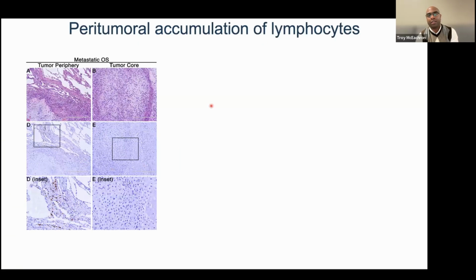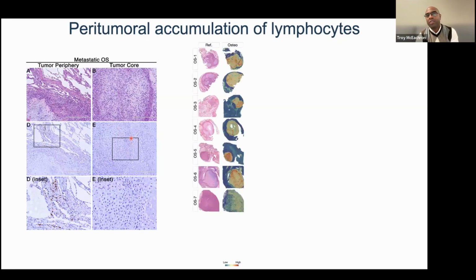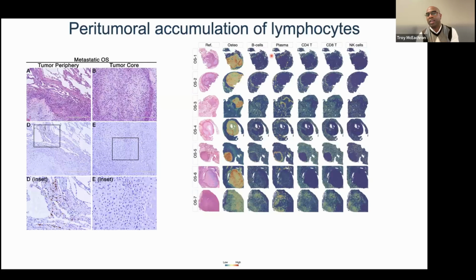So going back to what we've seen previously and what John Ligon's paper showed, this peritumoral accumulation of lymphocytes, we see the same thing. So here's just an osteosarcoma signature. Effectively, it just denotes the tumor core from the periphery, just for the sake of visualization. And one of the things you can see is that B cells, plasma cells, CD4, CD8, and NK cells, they're really not within the core of these tumors. They're kind of decorating the outside of the tumors.